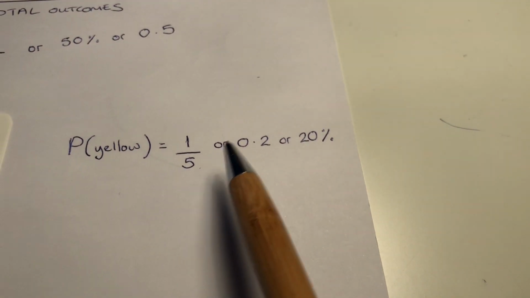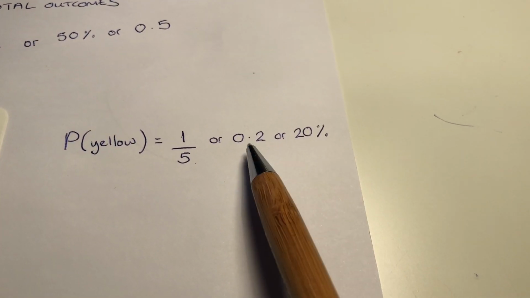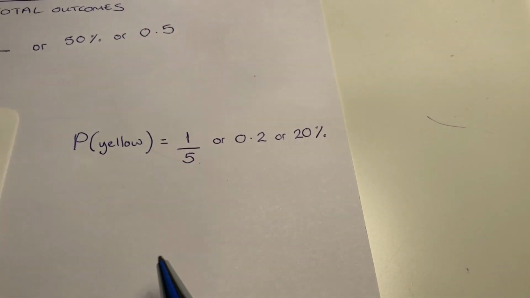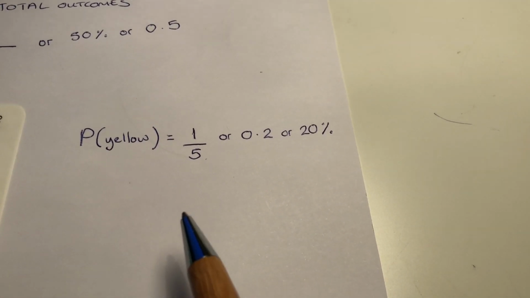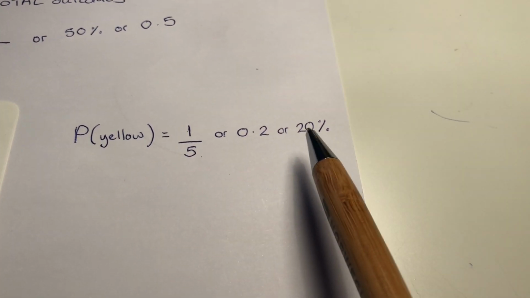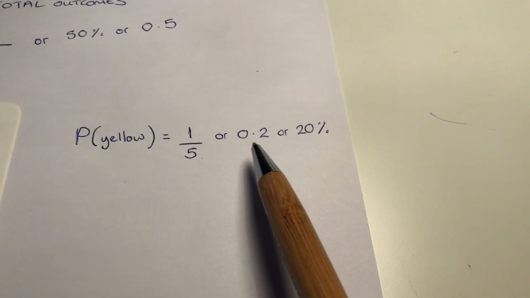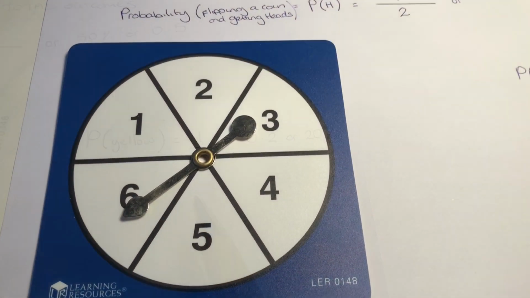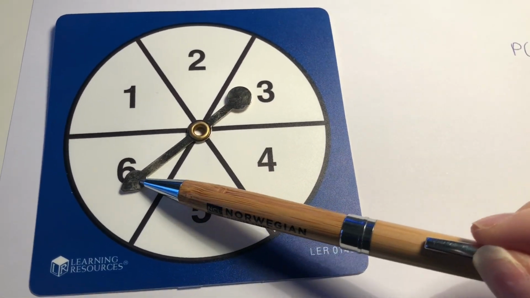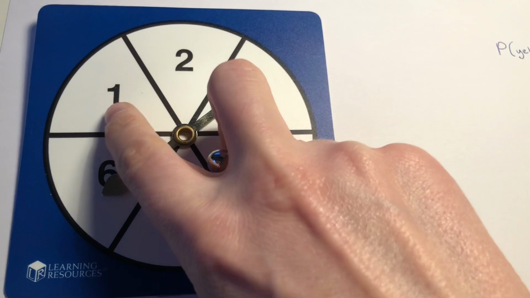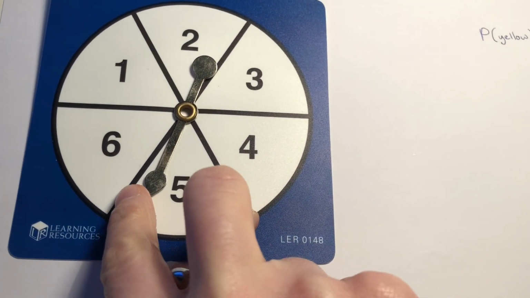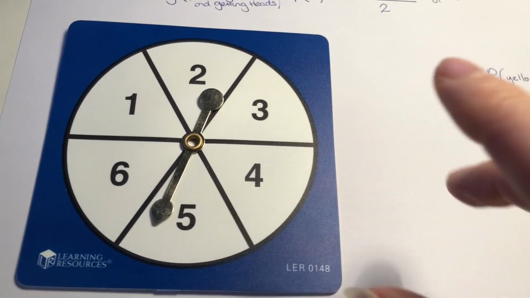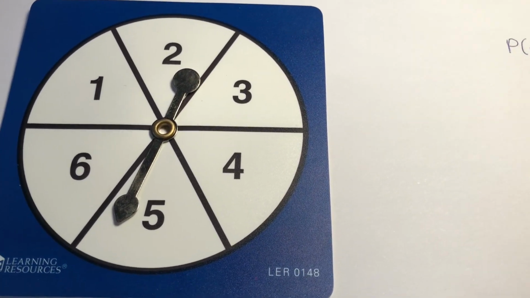Remember that you don't have to write all three ways, the fraction, the decimal, and the percentage, unless you are asked. But if a question asks you for one particular way of writing your answer, then you must make sure that you do so. In this example, I have another spinner, and this time the spinner could land, once it's spun, on either the numbers 1, 2, 3, 4, 5, or 6.